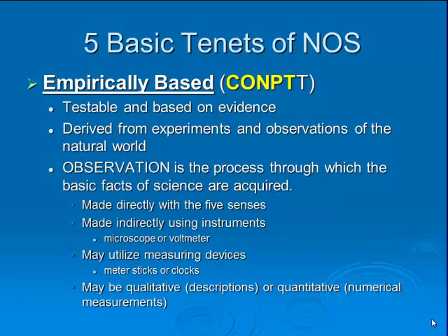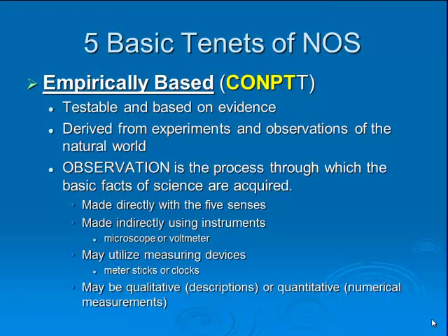When we use that word observation, that is the process through which the basic facts of science are acquired. So when you do an observation, it has to be made directly with the 5 senses. So taste, touch, seeing, smelling, hearing. Those observations can be made directly with instruments. So you could use a microscope to see something that's too small to see with the naked eye. You could use a voltmeter to measure electric current that you would not necessarily be able to detect with your sense of touch. You may also utilize measuring devices, so meter sticks and clocks.